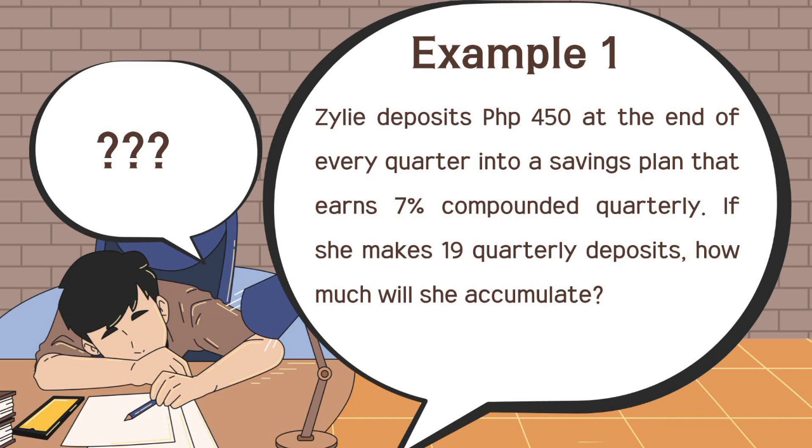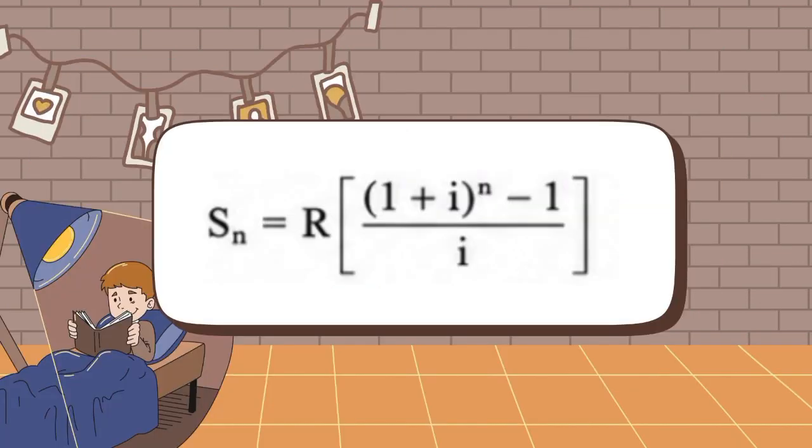Xylee deposits 450 pesos at the end of every quarter into a savings plan that earns 7% compounded quarterly. Now if she makes 19 quarterly deposits, how much will she accumulate? Since we are asked how much will she accumulate, we will use this formula. We have S sub n is equal to R multiplied by (1 plus i) raised to n minus 1, over i. And this is the formula for the future value of an ordinary simple annuity.